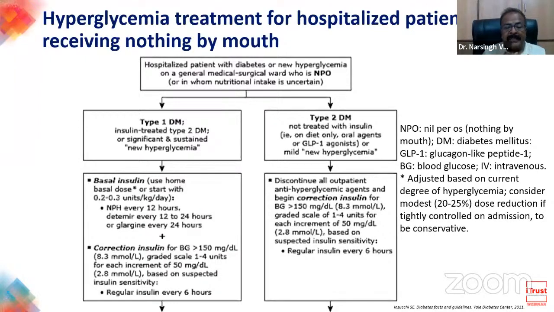In type 2 diabetes, discontinue all outpatient anti-hyperglycemic agents. This is very, very important. And begin correction insulin for blood glucose more than 150 and regular insulin every 6 hours. So in nil per os, or nothing by mouth, this condition, we can use this particular methodology. Next one, please.